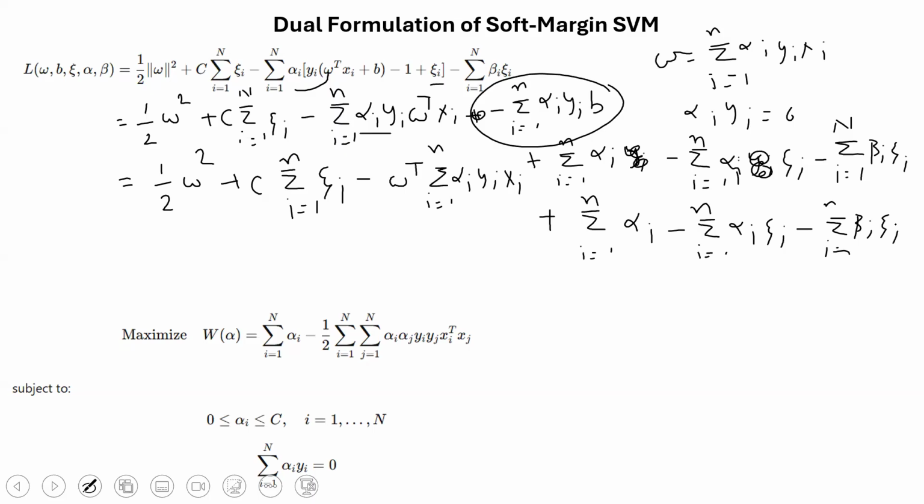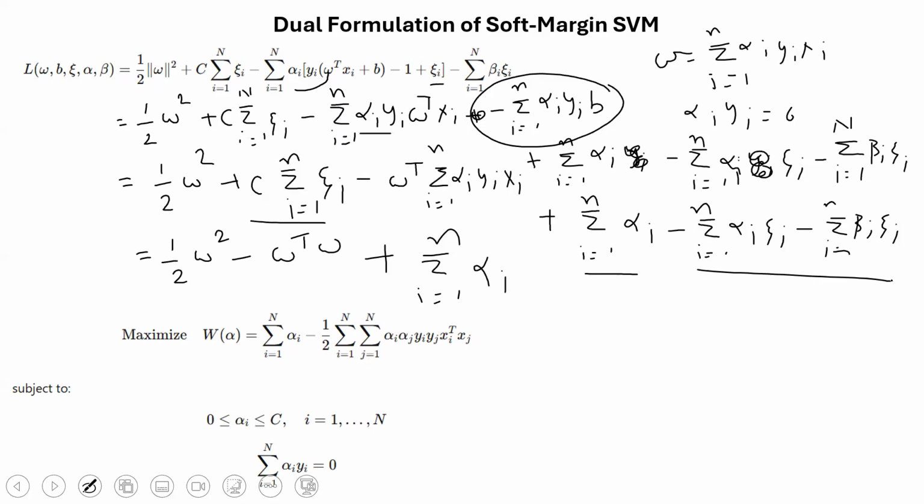Okay, so now this turns down to 1 by 2 W square. So this becomes minus W transpose into W, which becomes W square, plus, keep this aside, sigma I equal to 1 to n alpha I. Now if you take these three terms, that becomes plus C sigma I equal to 1 to n sigma I minus sigma I equal to 1 to n alpha I sigma I minus sigma I equal to 1 to n beta I sigma I.